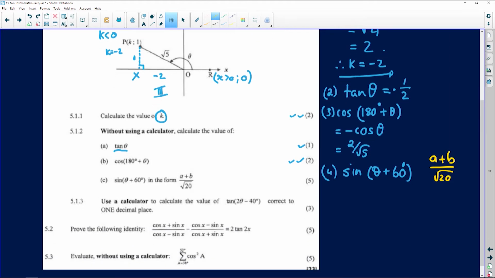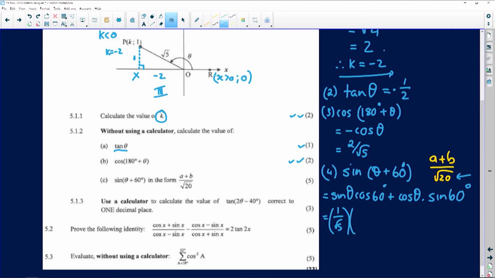So this becomes, I'm going to try and squeeze it in here for us, the sine of theta times the cosine of 60, plus the cosine of theta multiplied by the sine of 60. It's my compound angle law. Now the sine of theta is opposite over hypotenuse, so 1 over root 5. I was wondering, where does this root 20 come from?